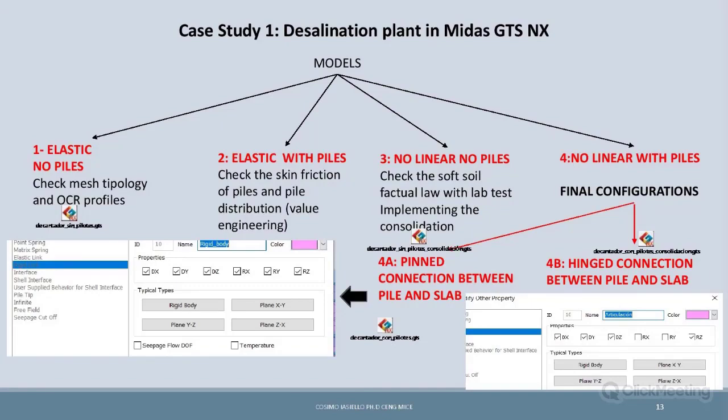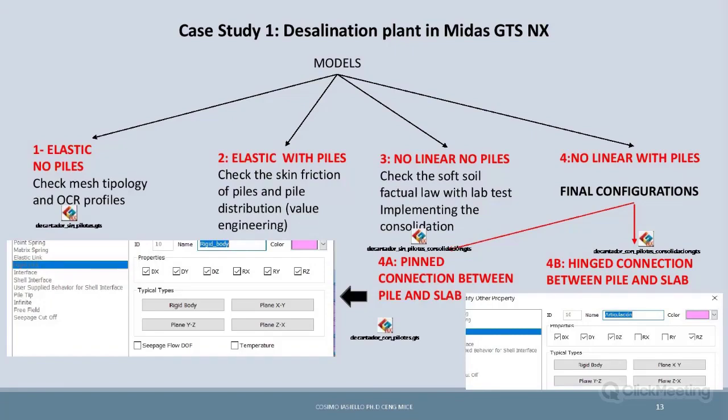Then we have the elastic model with piles. Here we check the skin friction of the pile and the pile distribution. So we are carrying out a very high-level value engineering. We are not going through the model in detail, just evaluating the distribution of the piles. Then the third model is nonlinear with no piles. Here we check the subsoil constitutive law against the laboratory tests, implementing the consolidation.